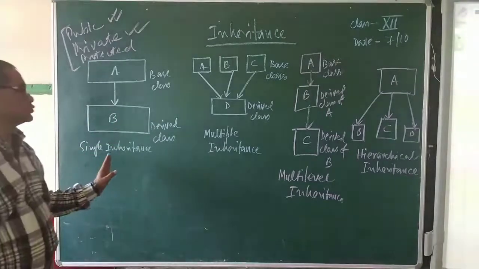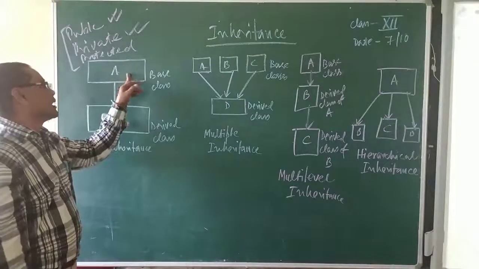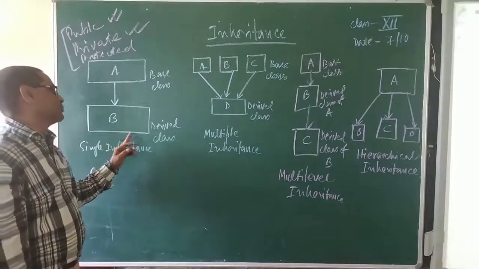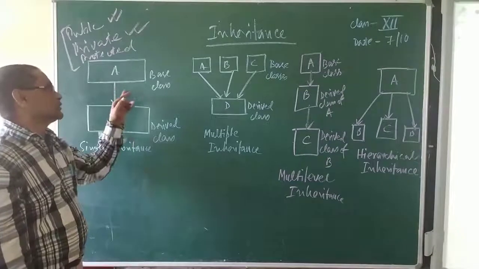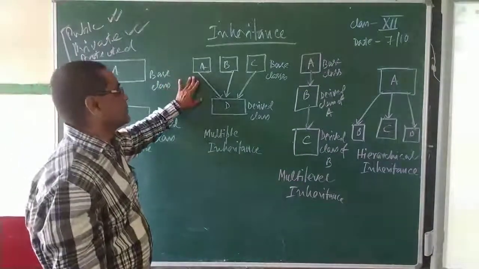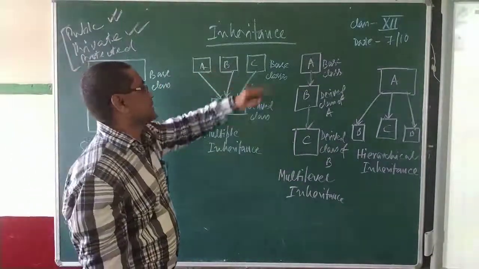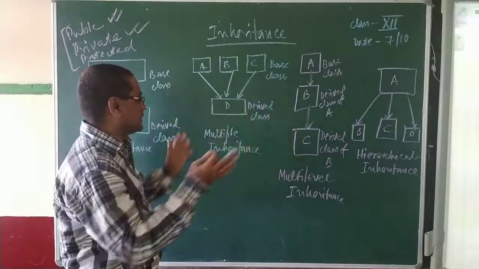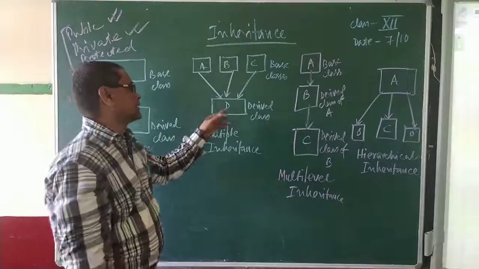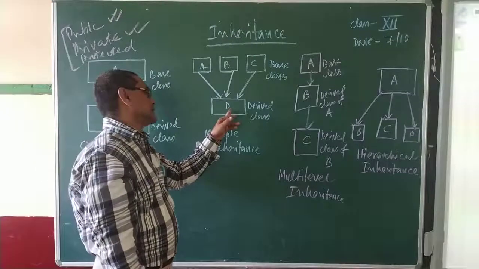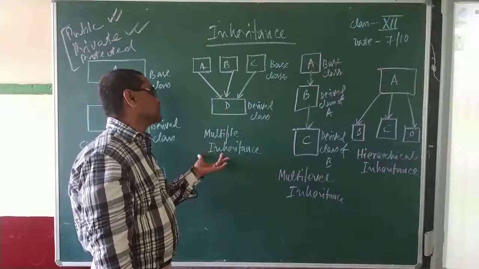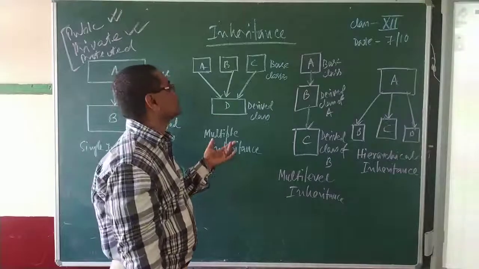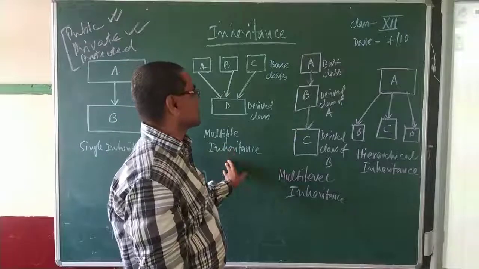This concept should be clear. This is a single inheritance: one base class, one derived class. The main function will be created in the derived class, not in the base class. Now this is a multiple inheritance. See here, A, B, C: there are 3 base classes and 1 derived class. All 3 classes' data can be connected together to the derived class. Multiple inheritance is not used in the Java language. It is quite used in C++, but multiple inheritance is not there in Java.